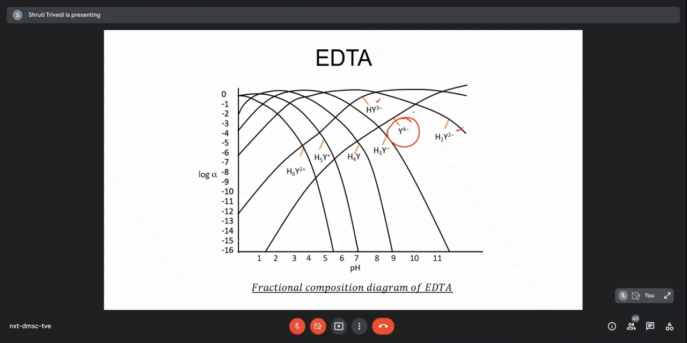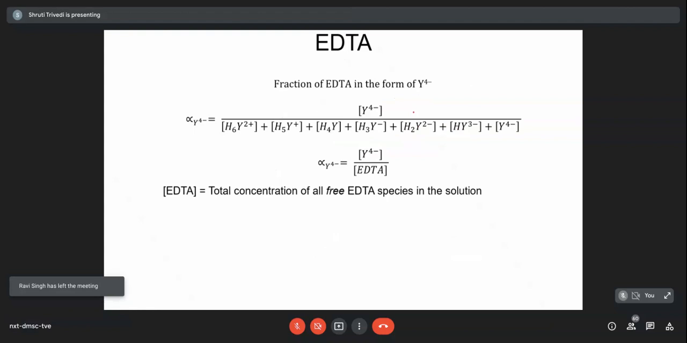So if you want to calculate alpha-4-, what is the fraction of this species in EDTA solution, you can directly put the formula. It is here, fraction of EDTA in the form of Y4-. So alpha Y4, alpha is a fraction of particular species. So you take the concentration of this particular species divided by the total concentration of all the species. What does that mean? Total concentration is nothing but the free EDTA species in solution which has not been ionized. That means it includes all forms of species, that is EDTA concentration.